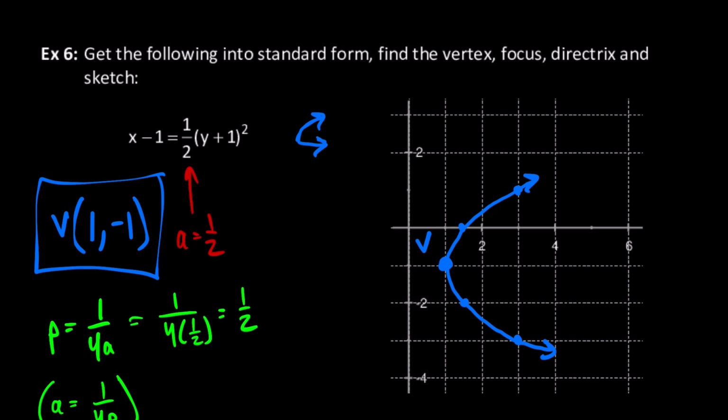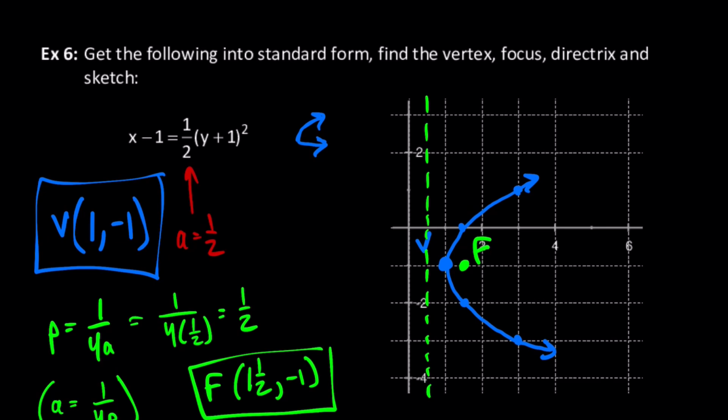So the distance from the vertex to the focus is 1/2. You have to visualize the focus is always inside the parabola. So there's your focus. That distance is 1/2. The directrix will be a vertical line that is 1/2 units away from the vertex. Okay, so the coordinates of your focus are going to be 1.5, or 3/2, comma, -1. Okay, got that. And your directrix is going to be a vertical line, so it's x equals, and what's that x value? 1/2.